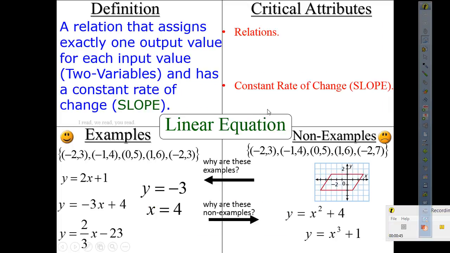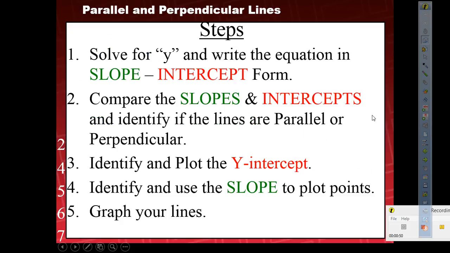So once again, we already know what linear equations are, what they look like. Go to steps. 5 steps. Copy these down, please. Number 1, solve for y and write the equation in slope-intercept form. Do we know how to do that? Yeah, we did it in the warm-up with example number 4. Remember that? Number 2, compare the slopes and intercepts and identify if the lines are parallel or perpendicular.